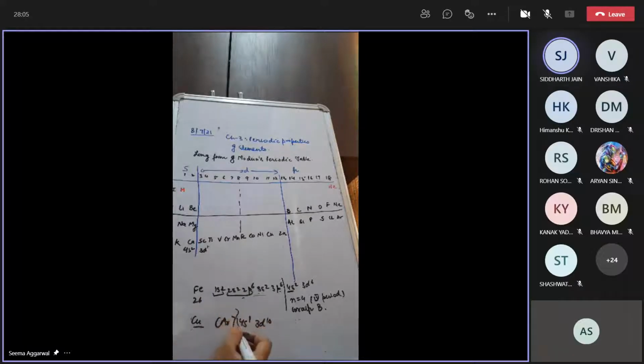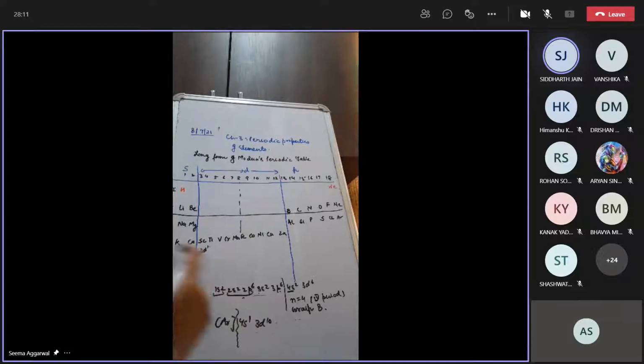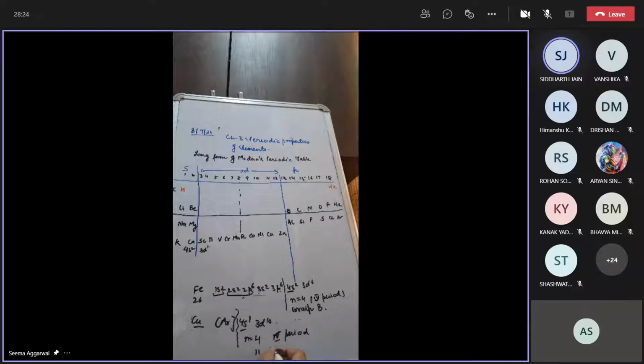Now we know that the greatest value of n is 4, so it will be the 4th period. Then we will add up the number of electrons in the 3d orbital and 4s, so it will be 11. So the group is 11. It will be in group 11.